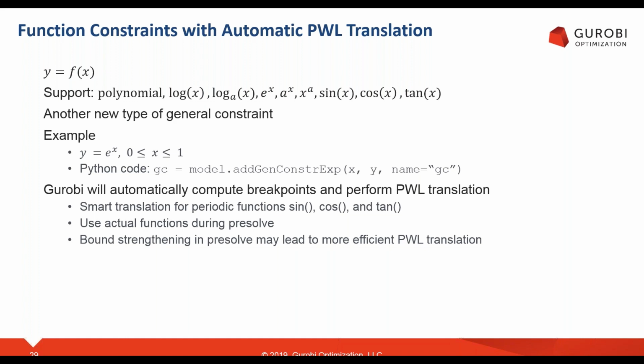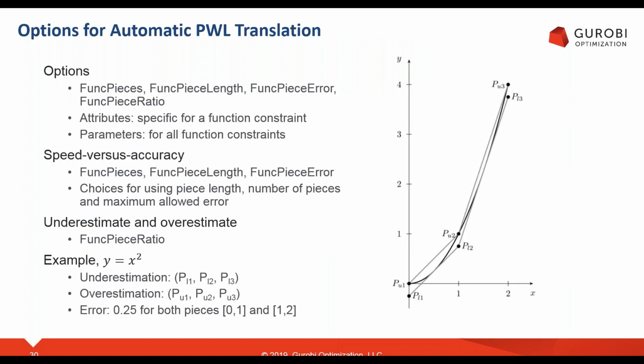And only at a certain point, the functional constraints here get translated into piecewise linear constraints. And at that point, it could be that the domains of the variables have already been tightened so that the piecewise linear approximation might be able to use a fewer number of pieces or might be able to achieve a higher accuracy. So that is an advantage of using those function constraints instead of doing your piecewise linear approximation yourself.